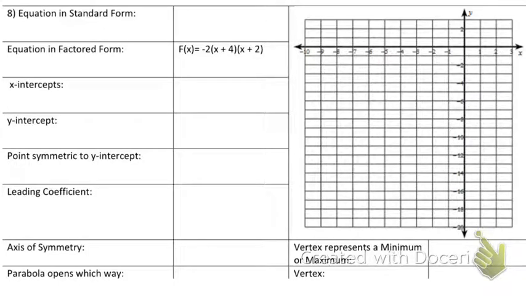All right, Im2 peeps. Let's do problem number 8 together. Hopefully you're doing well. In problem number 8, we are given the factored form, and we want to turn it into standard form. So it's kind of the opposite of what we did on Tuesday. To turn factored form into standard form is very simple. All we're going to do is multiply it out.